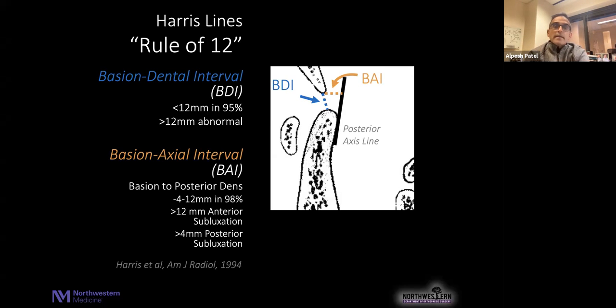The second number to think about is the BAI, basion axial interval, and that's in orange here in this picture. That is the distance from the back tangent of C2 to the tip of the basion, and it's meant to describe anterior or posterior subluxation. And again, 12 millimeters of anterior subluxation or more is considered abnormal. The other things that we look for on CTs that key you into an occipital cervical injury are soft tissues. There's no classification system for soft tissues, but if you see a lot of prevertebral soft tissue swelling, especially in this area, you need to have a high suspicion of an occipital cervical injury.